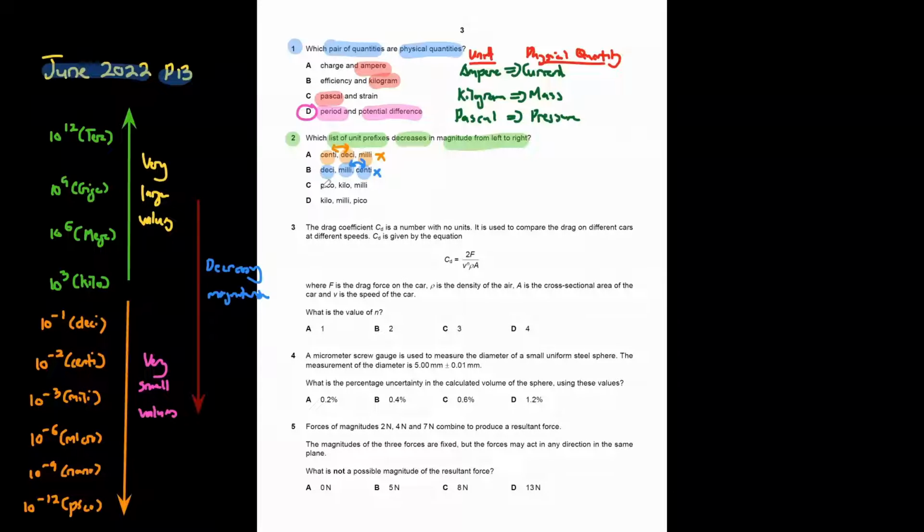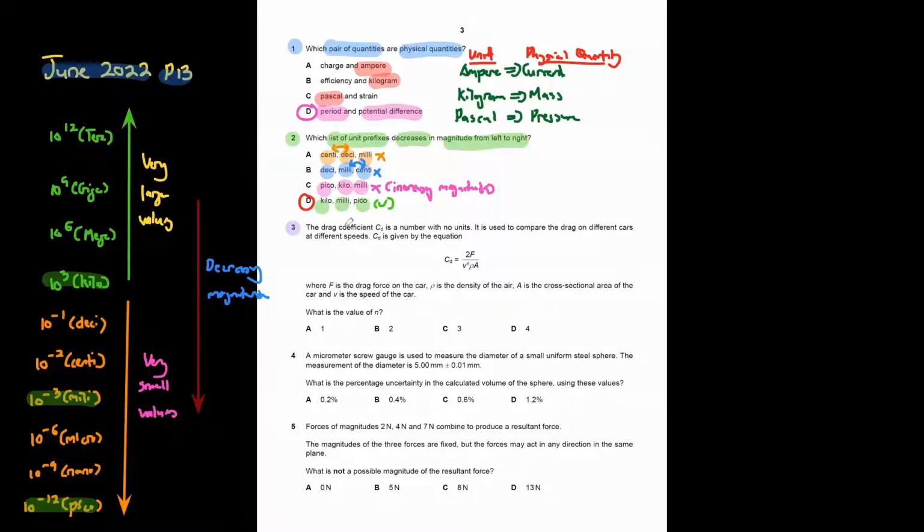For C, you have pico, kilo, and milli. This is wrong because it is actually in increasing magnitude. You want decreasing magnitude here. So the only answer choice should have been D, but let's just check whether it's correct. You have kilo, milli, pico. This is actually correct because you see on the left hand side here, kilo is here, going to milli, and then going to pico. Okay.